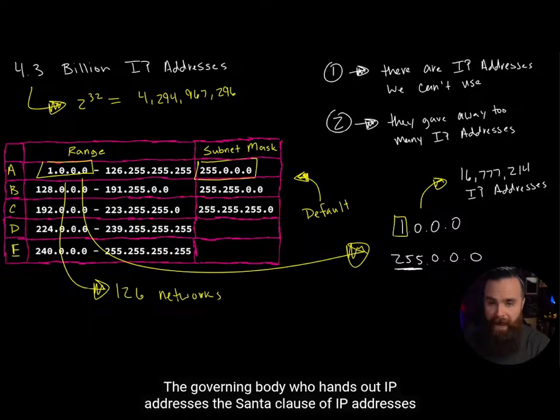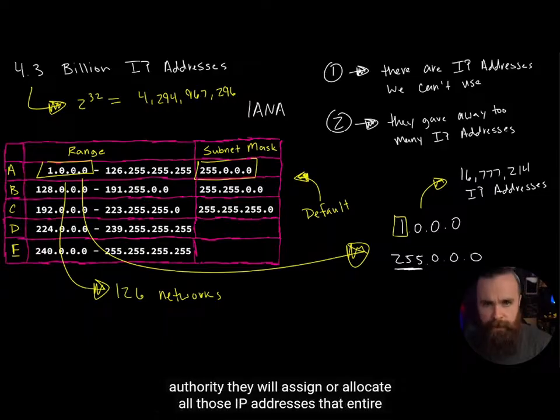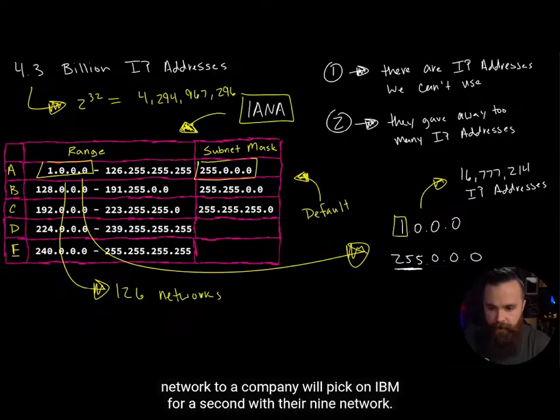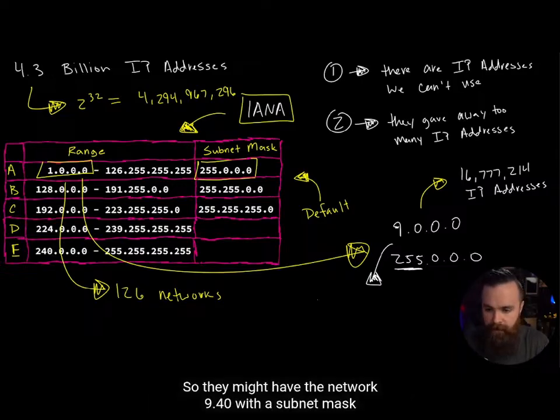Yes, the governing body who hands out IP addresses, the Santa Claus of IP addresses, or the head Oprah, we call them IANA, the Internet Assigned Numbers Authority. They will assign or allocate all those IP addresses, that entire network, to a company. We'll pick on IBM for a second with their 9 network. What they will do is take this huge network full of IP addresses and cut it up into smaller slices.